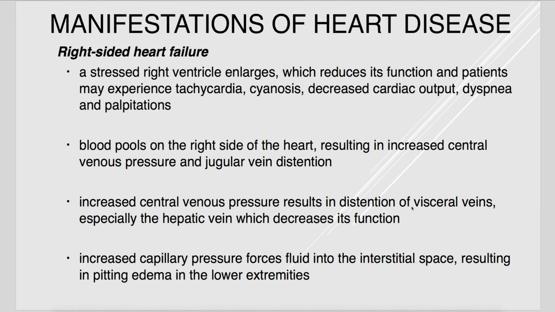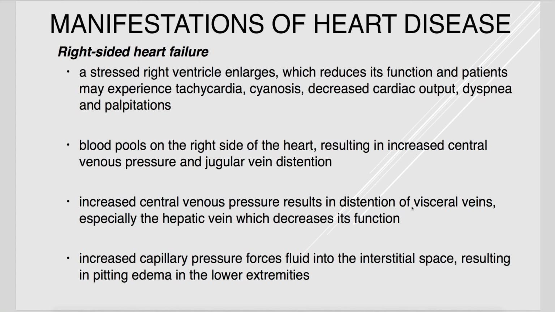And then right-sided heart failure. So again, this right ventricle is starting to enlarge because it has to push against this greater pressure in the lungs, and this reduces its function. You have tachycardia, decreases in cardiac output, palpitations, but also we're going to have increases in central venous pressure. All right. And this is going to increase pressure in the visceral veins like the hepatic portal vein. And this is going to cause congestion in the liver, so you can have problems with the liver at this point. You will also see jugular vein distension, because remember, the right side is receiving blood from the body.